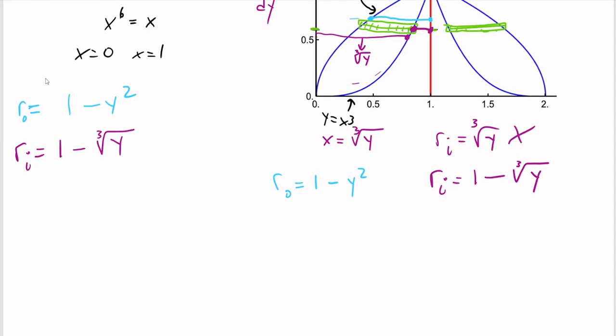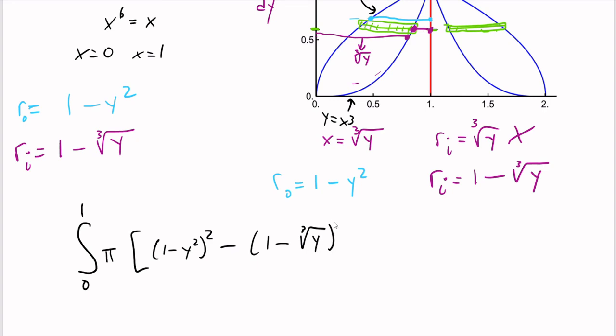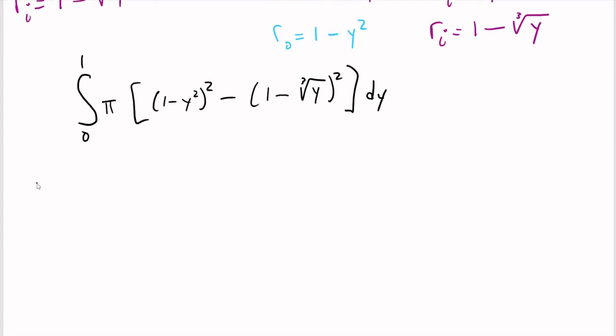Okay, so once we're past that, though, it's really not too bad because we just have the integral from 0 to 1, which are my y values, 0 up to 1. And then it's pi times, okay, same formula, it's washer method, right? Outer minus inner. So 1 minus y squared, minus inside, 1 minus the cube root of y, squared, dy. And then this is a little nastier, but it's not terrible to do. We just have to, again, multiply everything out, right? So then we can do that.